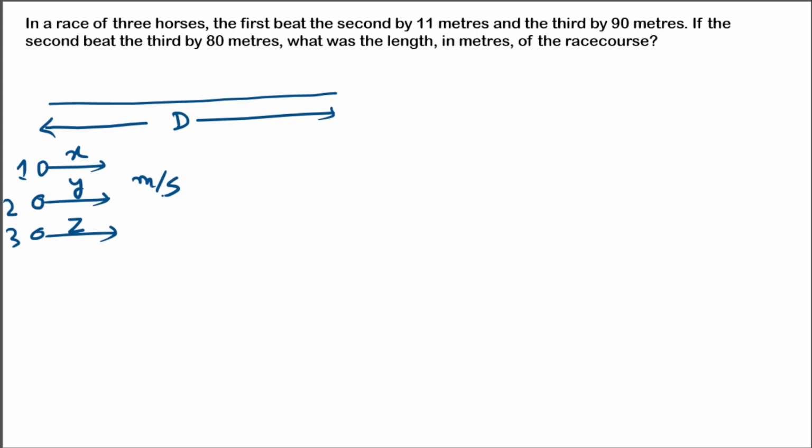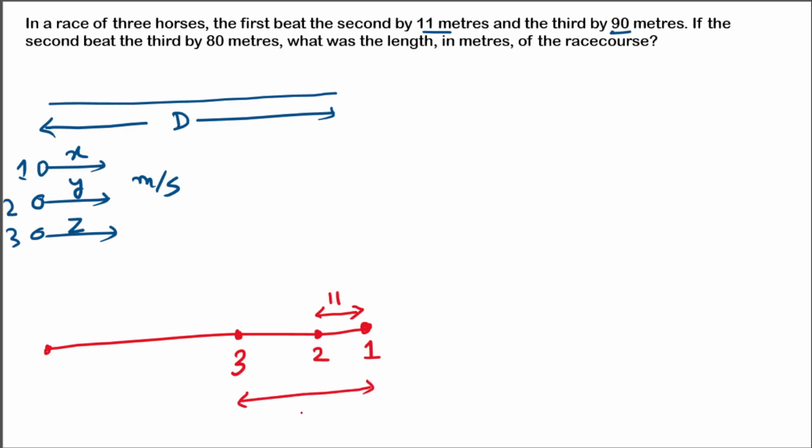Now what is being said: the first horse beats the second horse by 11 meters, and the first horse beats the third horse by 90 meters, right? So what we can say is, let us say this is the race track, and when the first horse reaches here, the second horse is somewhere here and the third horse is somewhere here, right? And this is given to be 11 meters, and this is given to be 90 meters.